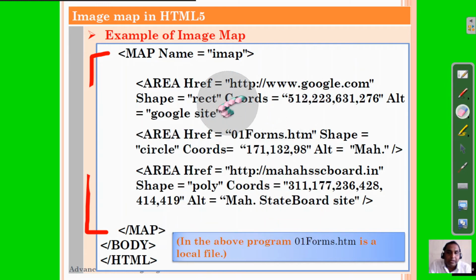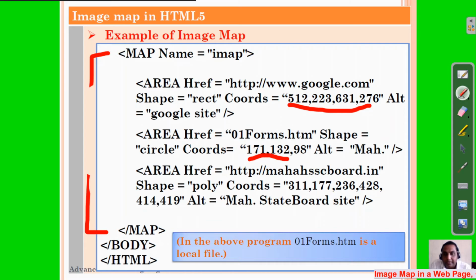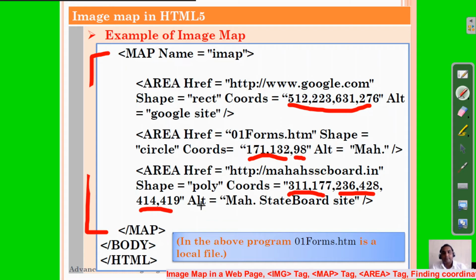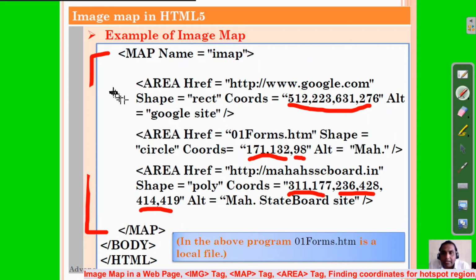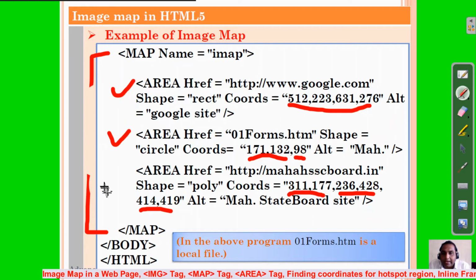If it is rectangle, I have 4. If it is circle, I have 3. That is, center xy, and 98 is my radius. And if it is poly, I have xy, second xy, and third xy. So this is how I specify an area tag.